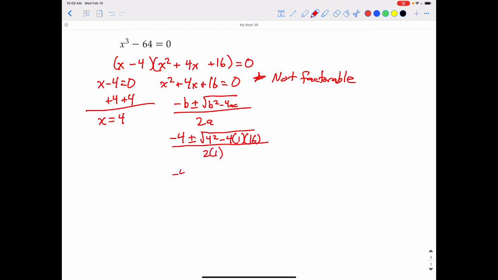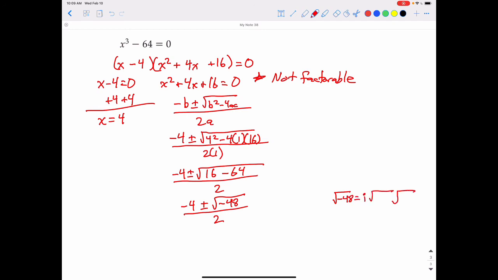And then we simplify underneath the radical. 4 squared is 16, and negative 4 times 1 times 16 is negative 64, all over 2. That's negative 4 plus or minus the square root of negative 48 over 2. And square root of negative 48 seems awfully large, so let's simplify that. We know we're going to have to use i because it's a negative. And the largest perfect square that goes into 48 is 16, goes in there 3 times, meaning that this is going to be 4i square root of 3. So I'm going to replace that square root of negative 48 with 4i square root of 3.